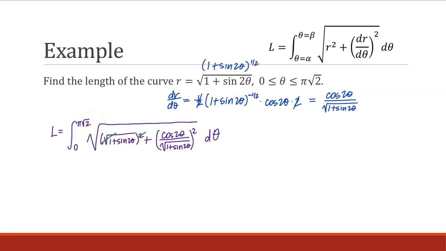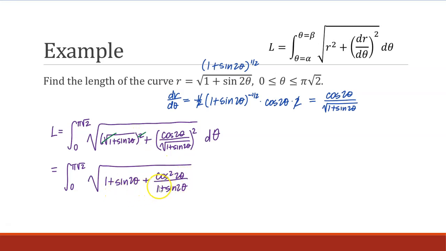All right, so some nice things start to happen. The square root and the squared are going to cancel out there, and let's start to write out what we're going to have. The integral from 0 to pi times radical 2 of the square root of 1 plus sine of 2 theta, plus, now here, cosine 2 theta gets squared, so we'll write that as cosine squared 2 theta. And then here, the square root and the square cancel, so we have 1 plus sine 2 theta in the denominator.